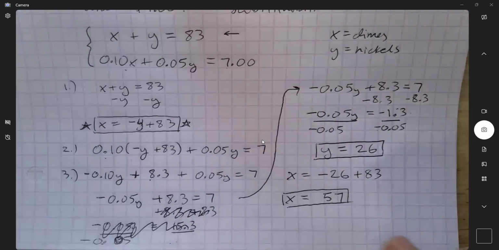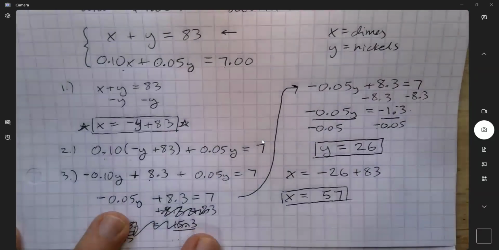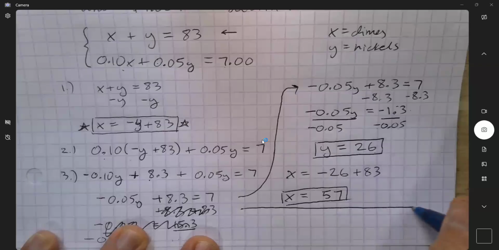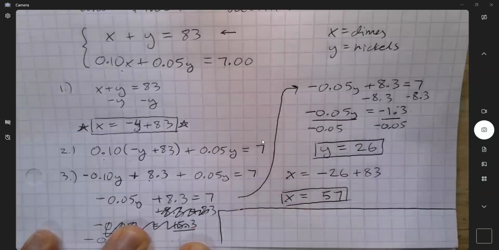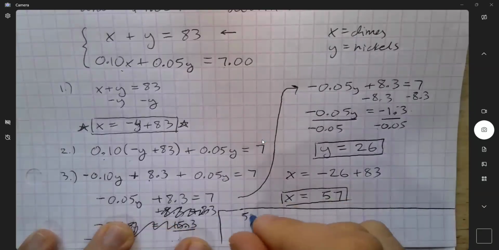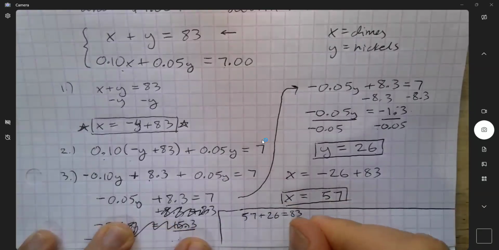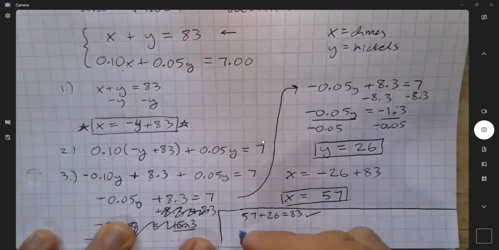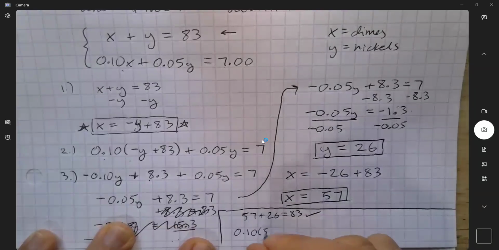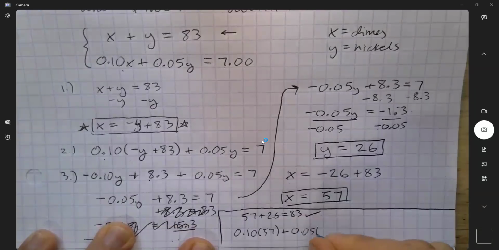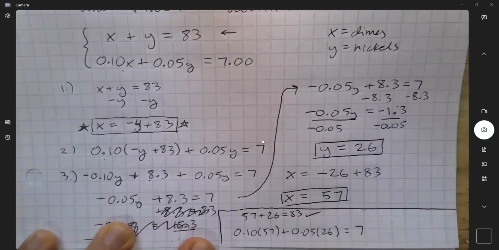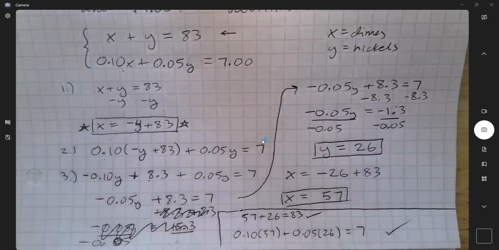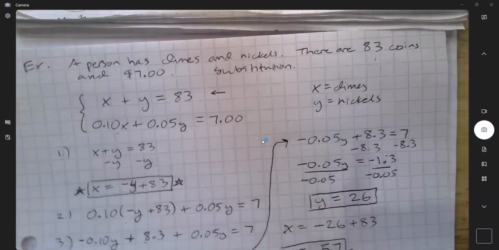And my last step should be to check my two equations. Is it true that 57 plus 26 equals 83? It is. I mean, that's that equation right here. And is it also true that 0.10 times 57 plus 0.05 times 26 equals 7? I'll leave it to you to check that arithmetic. It is true. And I have solved this mixture problem using substitution.